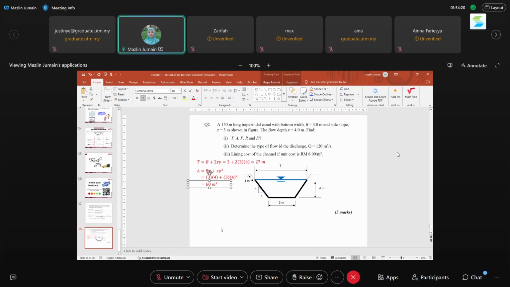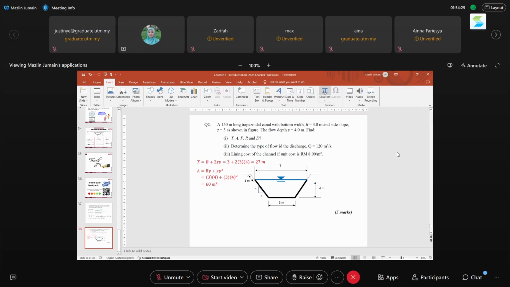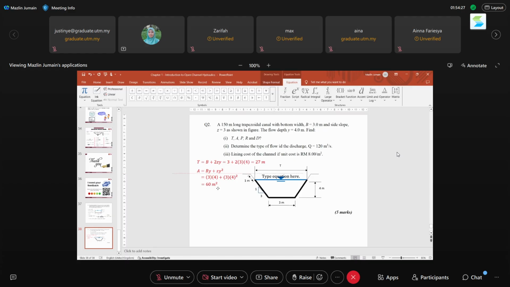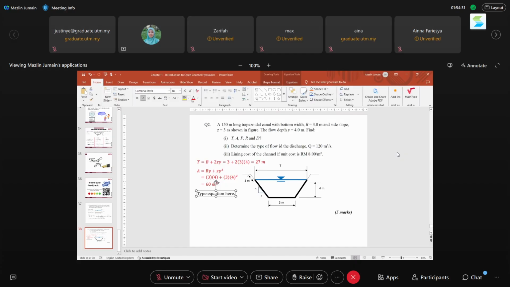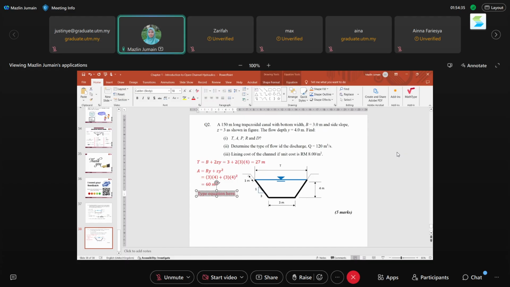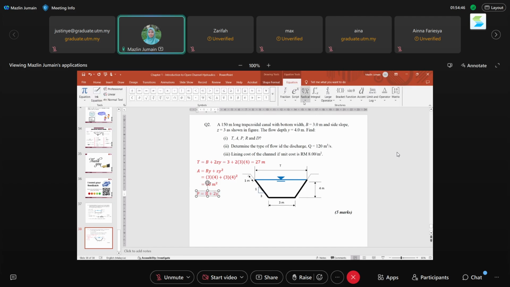Okay, next for P, the wetted perimeter. So for P, the equation P equal to B plus 2Y times square root 1 plus Z square.